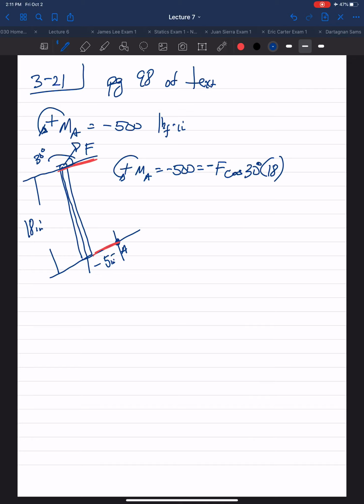And then the vertical component will be sine of 30, and the perpendicular distance between point A and the line of action of the vertical component of F is 5 inches. And once again, that's pulling up around to the clockwise about point A. So that would be minus F sine of 30 times the 5 inches. Solving for this, you get F equals 27.6 pound force.